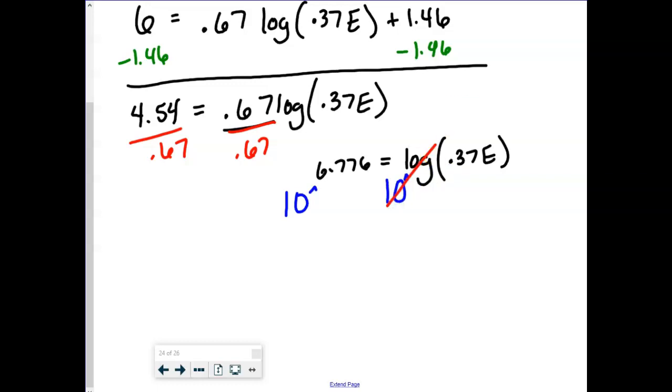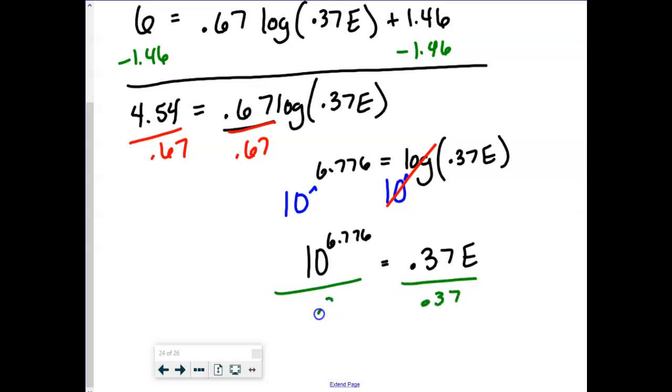These guys cancel, and this is something horrendous on my calculator. I don't have any idea what this is. Don't even type it yet, guys. I mean, you can type it, but you still have one more step. What's the last step we have to do to solve for E? Divide by 0.37, yeah. So this, on my calculator, is the amount of energy that the Earth released during this earthquake in kilowatt hours.